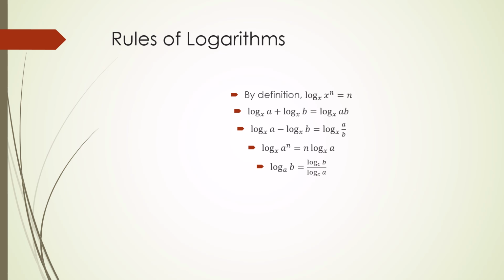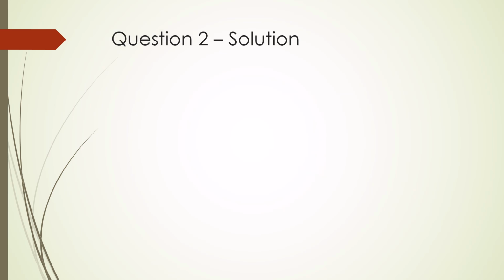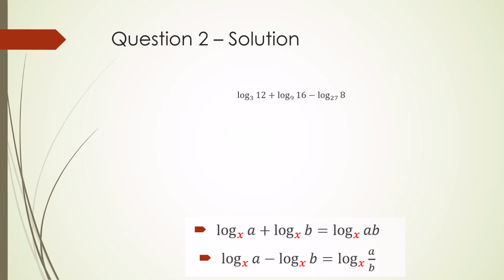Now let's go on to apply these rules to the problem itself. Notice the equation given to us in the question that we are supposed to simplify. Notice that there's a lot of addition and subtraction of logarithms, and therefore we can use the product rule and the quotient rule as seen below, where we deal with addition and subtraction of logarithms, but notice that they deal with logarithms of the same base.